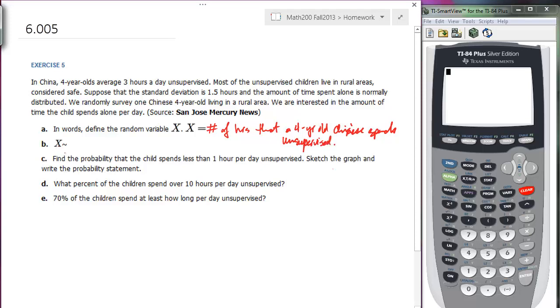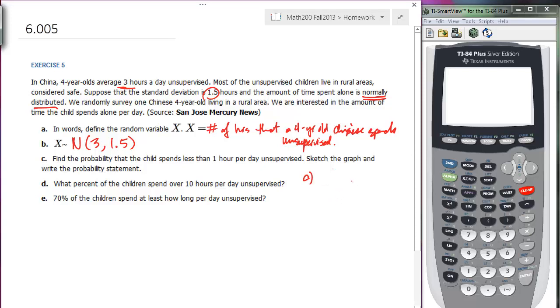Okay, our random variable x can be described in this particular distribution as a normal distribution because this is normally distributed. The mean is 3 hours and the standard deviation is 1.5 hours. The next question, find the probability that a child spends less than 1 hour per day unsupervised.